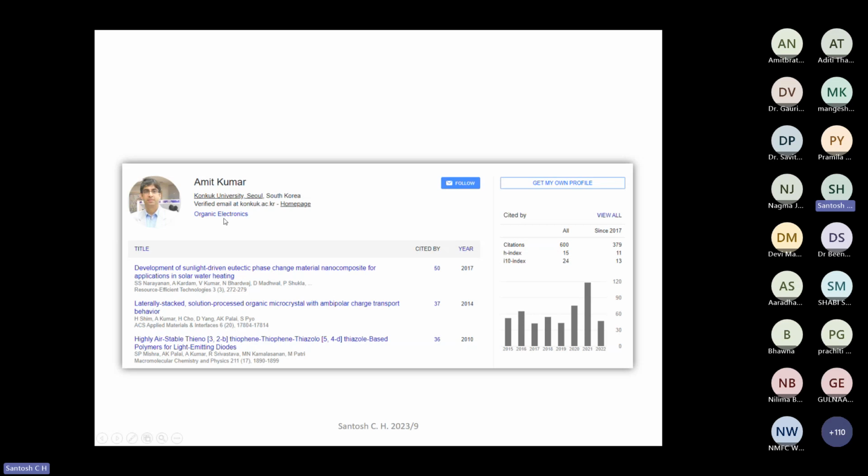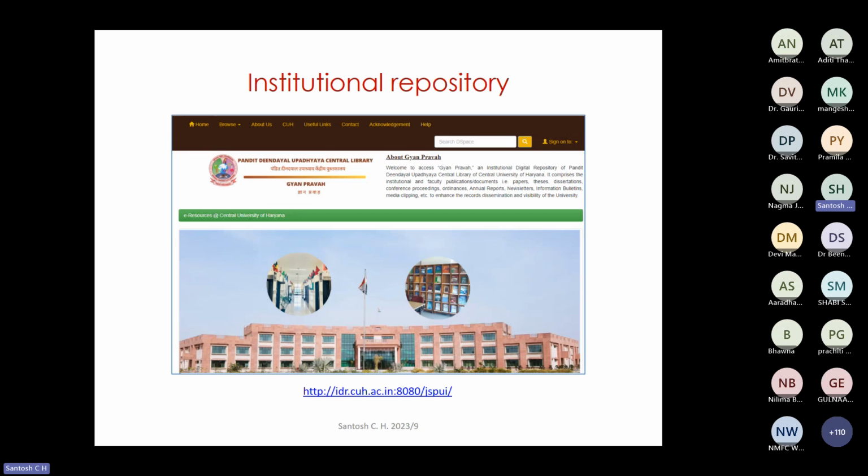This is a profile of my colleague, a very good friend of mine, Dr. Amit Kumar. He's from the chemistry department in our university. He completed his postdoc in South Korea. So this is his profile. This is an old slide, but I wanted to highlight the point that your visibility starts from these small steps.